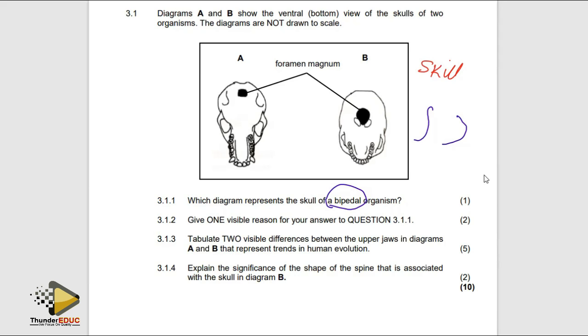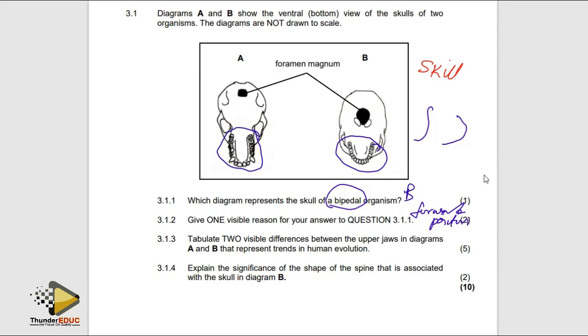So they're saying, give one visible reason for your answer. So the answer here is B. If the answer is B, then give one reason. It's because the foramen magnum is in the forward position. And then they're saying tabulate 2 visible differences between the upper jaws. Now here, they're looking specifically at the upper jaw, these jaws which you see. So don't talk about other parts.